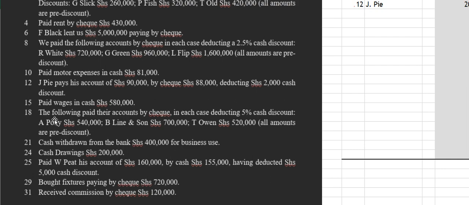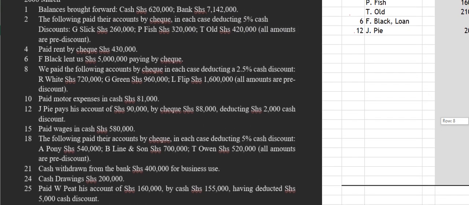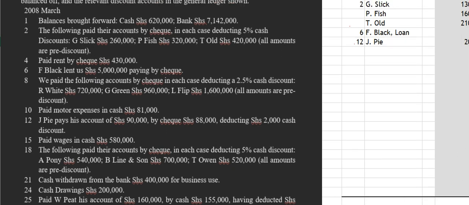On 18th, the following paid their accounts by check, in each case deducting 5% cash discount. So we are receiving money from these customers. That is on 18th.